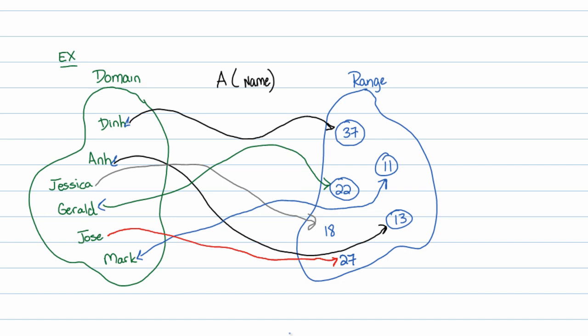Let's suppose we adjust this example. Din leads to the number 38. On leads to the number 13. That's her age. Jessica is 18. Gosh, that's the hardest one for me to follow. Jessica is 18. Gerald is 22. Jose is now 27. And Mark is 11.